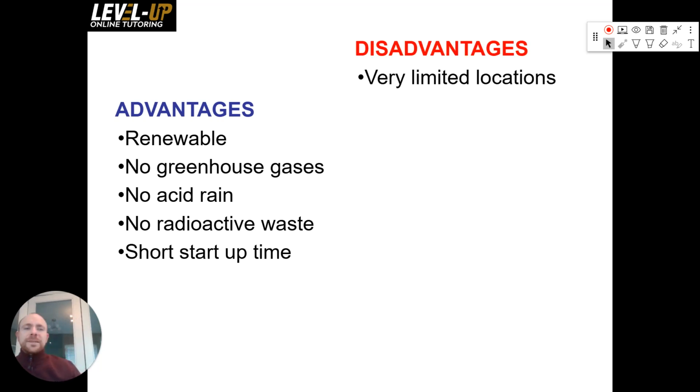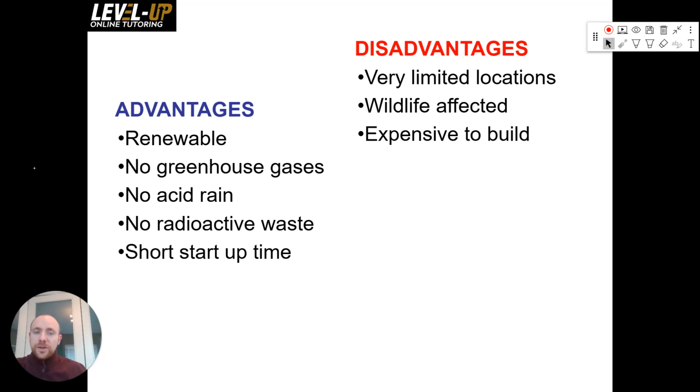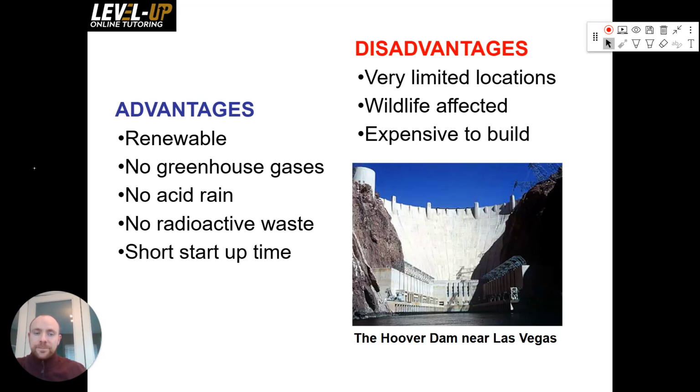Disadvantages: very limited location. You need rivers, but not just rivers, you need a particular shape of landscape that's going to be conducive to building a dam, and also not producing too large a lake that's going to be too disruptive. If it is, then the wildlife can be affected. It's also very expensive to build a dam. There's the huge Hoover Dam near Las Vegas there.